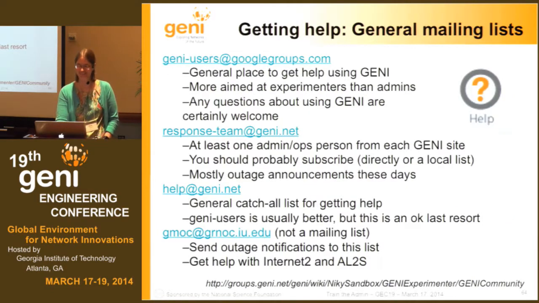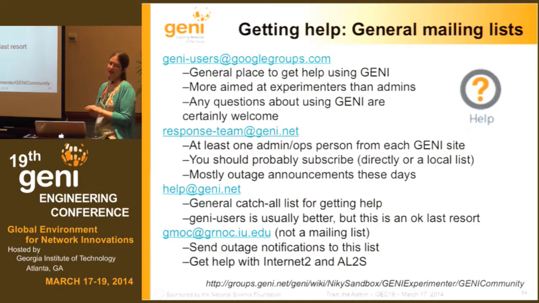Anyways, we have a bunch of mailing lists. GENI users is more of an experimenter-focused list, but basically anybody's welcome to join and ask questions. This has actually become really useful for debugging things like stitching, where I tried to stitch between this place, and it turned out there were 4 aggregates involved, and there's a stitching service, and there's a tool, and where do you even begin to start asking that question? So GENI users is the place for that. Response team has somebody from every site in GENI, and that's really good.